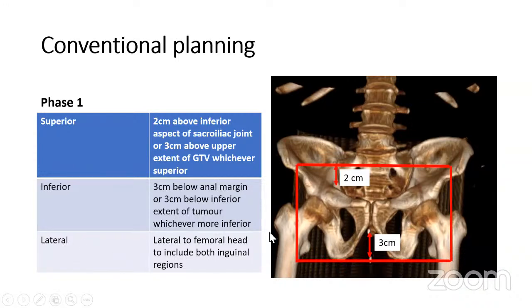And lateral, our aim is to include the inguinal lymph nodes. So we go beyond the lateral, beyond the femoral head that is passing through the neck of the femur, which will adequately cover the inguinals.